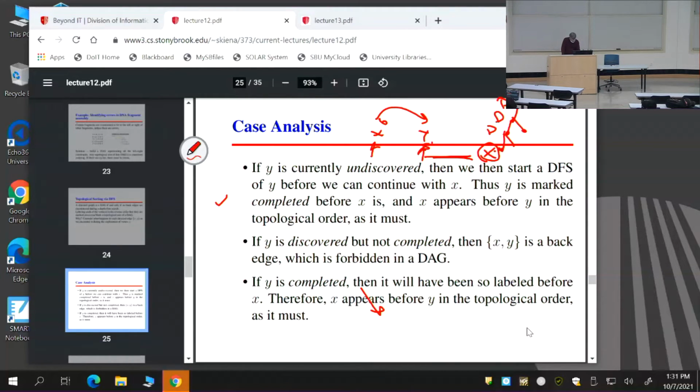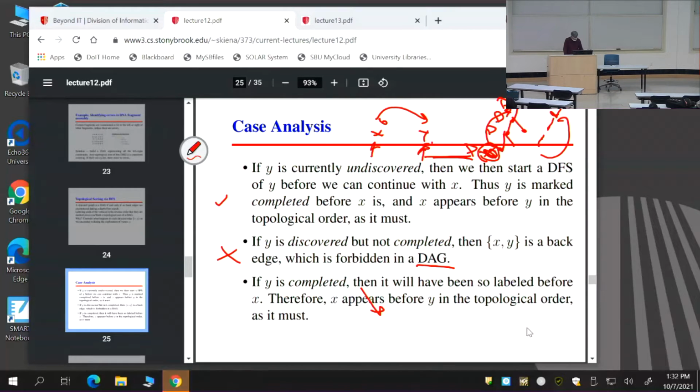What if we're expanding a vertex that's been discovered, and we have an edge back to another discovered vertex? Well, that vertex being discovered but not completed means that it's an ancestor. And if you have a back edge, that's going to create a cycle. If you have a bunch of tree edges going down and a back edge, that creates a directed cycle. If the graph was a DAG, you didn't have any cycles. So this case can't actually happen.